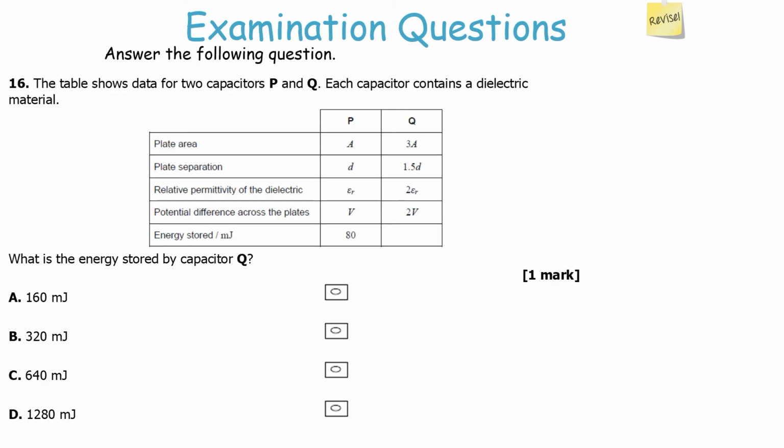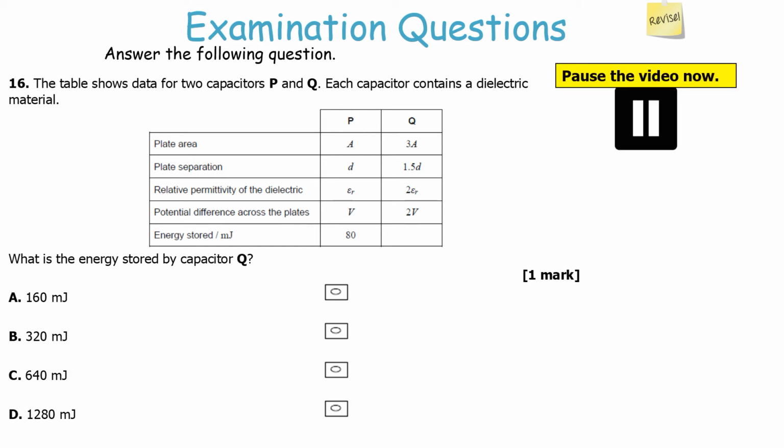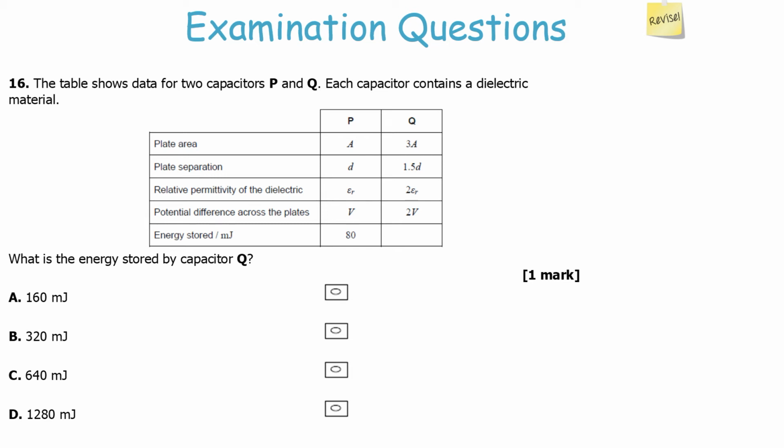Next question. The table shows data for two capacitors, P and Q. Each capacitor contains a dielectric material. What is the energy stored by capacitor Q? So let's pause the video now, then unpause the video when you want to go through the answers. So, how would you answer this question?